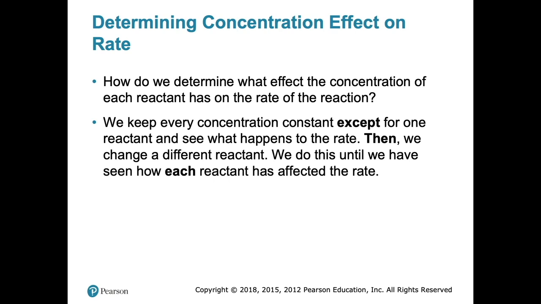So determining the concentration effect on the rate. How do we determine what effect the concentration of each reactant has on the rate? A second ago, we were talking about the coefficients having the effect. Now we're actually going to talk about the concentrations having an effect. We keep every concentration constant except for one reactant to see what happens to the rate. Then we change to a different reactant, and we'll do this until we have seen how each reactant affects the rate. And I'm going to show you what that means in just a second.